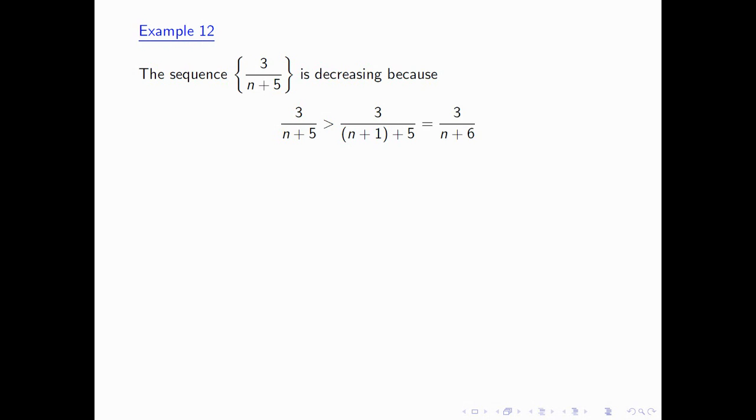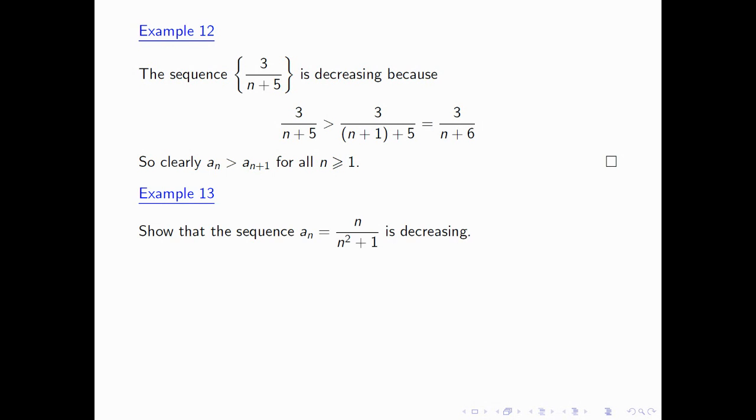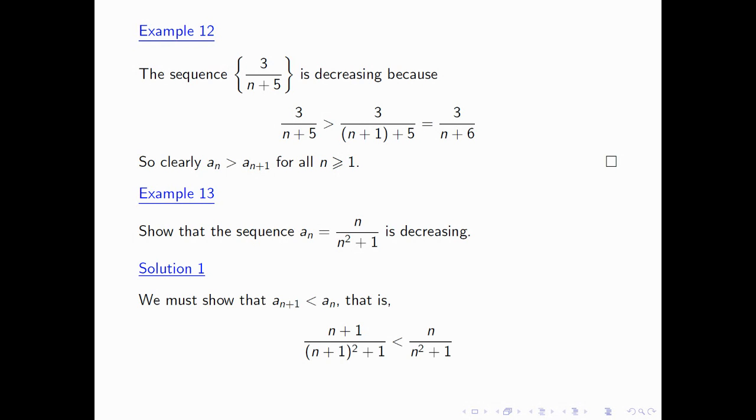And so I know that an, remember what I'm starting with is an, 3 divided by n plus 5 is an. And 3 divided by n plus 1 plus 5 is an plus 1. And so I've shown that this is a decreasing function. Show that this sequence is decreasing. Let's look at one way of doing it. We must show that an plus 1 is less than an.